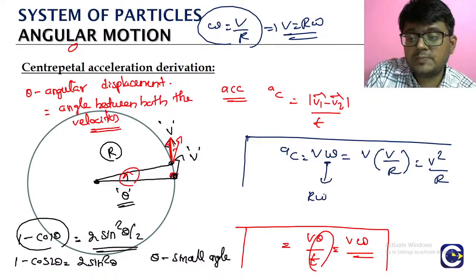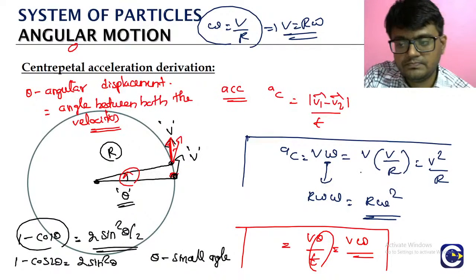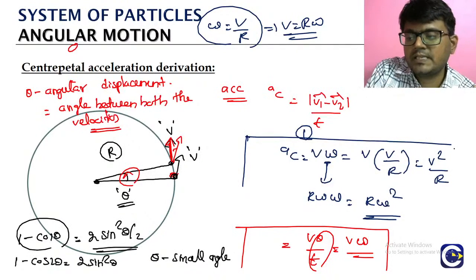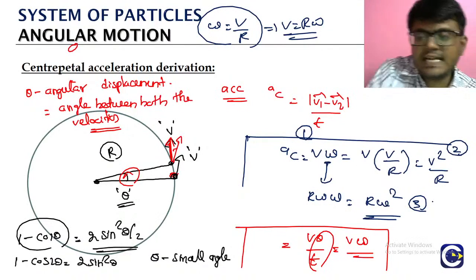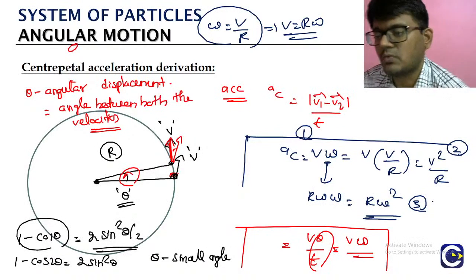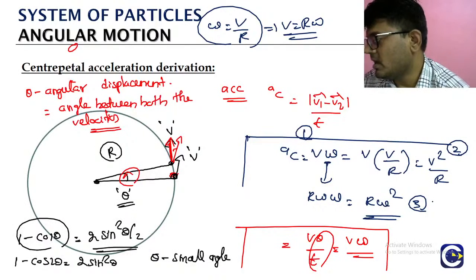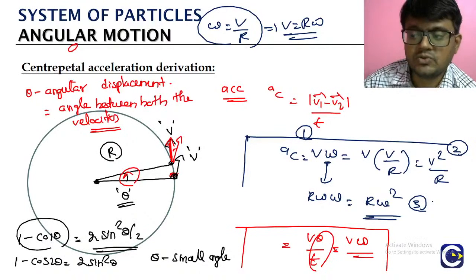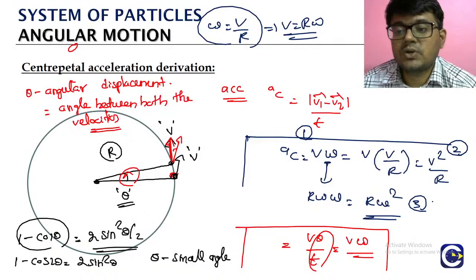So apdi namma replace panna, what is it? R omega into omega. That will be r into omega squared. This is the first expression. Then the second expression, third expression. So the centripetal acceleration value will be equal to v omega, or we can say it as v square by r, or we can say it is r omega square. So this is the centripetal acceleration derivation.